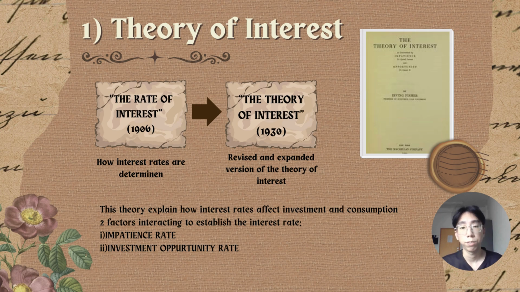Fisher published two books. The first one is The Rate of Interest, which talks about how interest rates are determined, and the second version is called The Theory of Interest, published in 1930, a more revised and expanded version. This theory explains how interest rate affects the investment and consumption, and there are two factors interacting to establish the interest rate, which are the impatience rate and the investment opportunity rate.